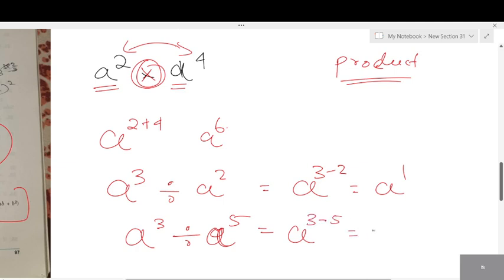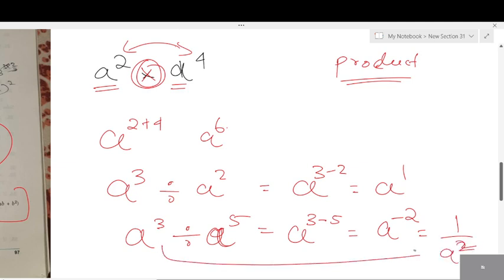Not minus 1. Almost, minus 2, right? What is 3 minus 5? A to the power of minus 2. If you write like this, you won't get full marks. If the power is negative, there's one more step. What do you have to write? How to make it positive? Very good. 1 by a square.